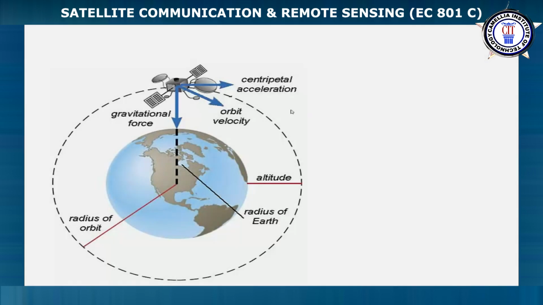Now we will derive the altitude of the geostationary orbit. Here, the orbit velocity is v. The radius of the orbit is r. The mass of the Earth is m suffix e. And the gravitational constant is G. From the formula of centripetal acceleration, we know that the velocity of the satellite is equal to the square root of the gravitational constant times mass divided by the radius of the orbit.